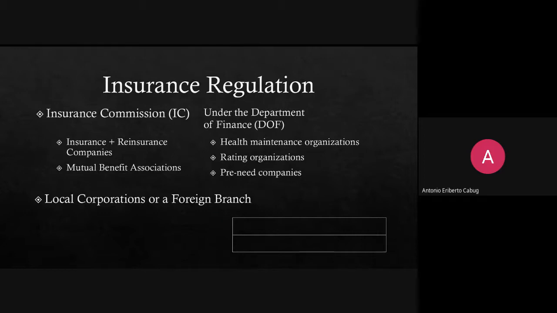Hanapin nyo yung FS nila, no? Yung FS ng Sun Life, naka-dollars, no? Naka-dollars yan.